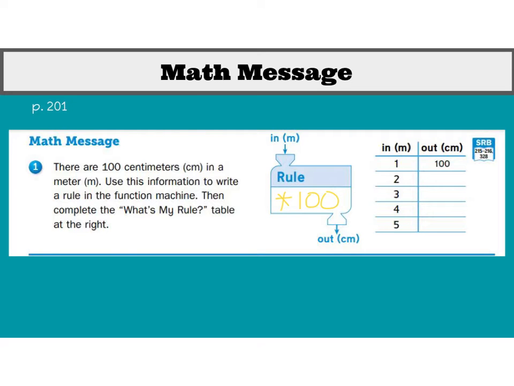So then we would go ahead and complete the rest of the table, with 2 being placed in times 100 would be 200. 3 being placed in times 100 would be 300. 4 in the machine times 100 is 400. And 5 placed in the machine times 100 is 500. How'd you do?